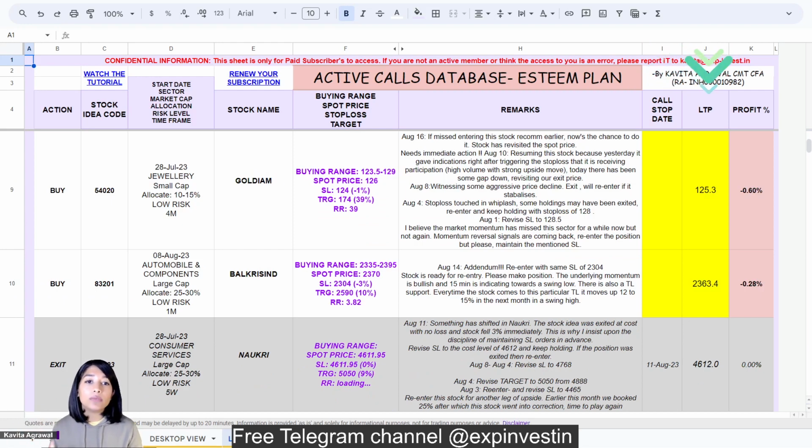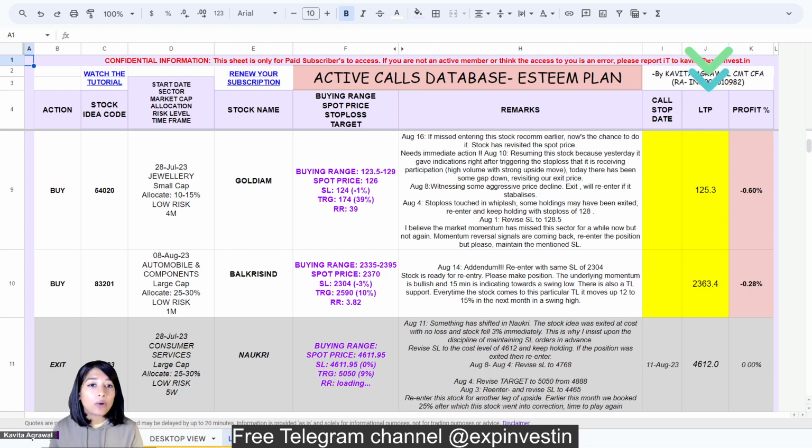The next column is called LTP. It is the last traded price. So when it is yellow, it is live, and when it is grayed out, the price is basically frozen. So when a stock idea is closed, the price that you see, for instance, for Naukri, 4612, is the price at which the stock idea was closed. And you can clearly see that happened because the stop loss, which is also 4612, was triggered.